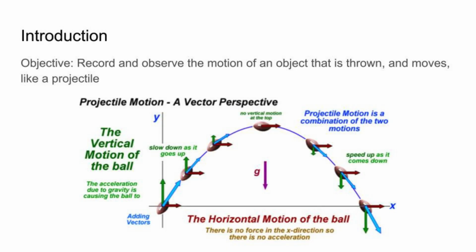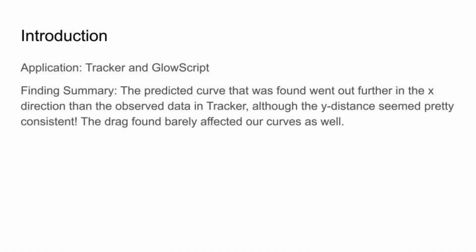As mentioned, the objective of this lab was to record and observe the motion of an object that is thrown and moves like a projectile. Essentially, we wanted to see how the force of gravity impacts the motion of an object. The applications used during this lab were Tracker and GlowScript. We also used a bit of Excel to record our data and make graphs out of it.